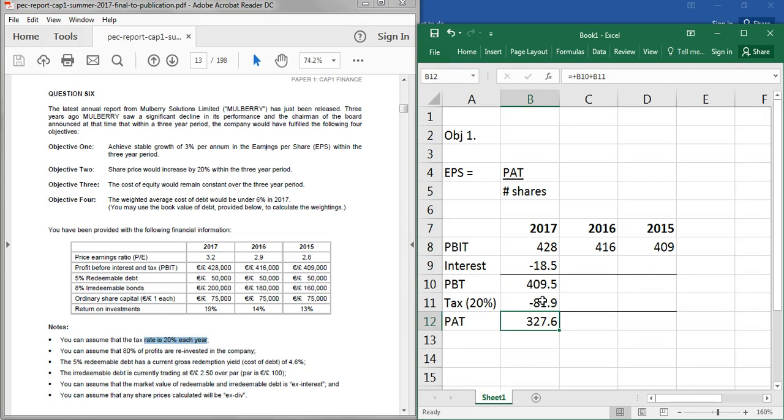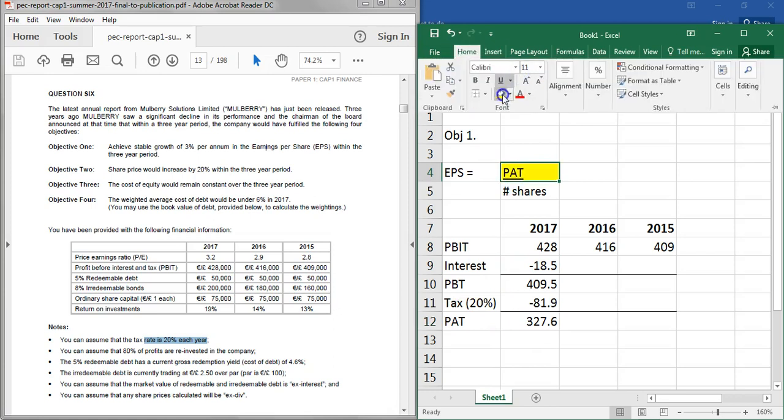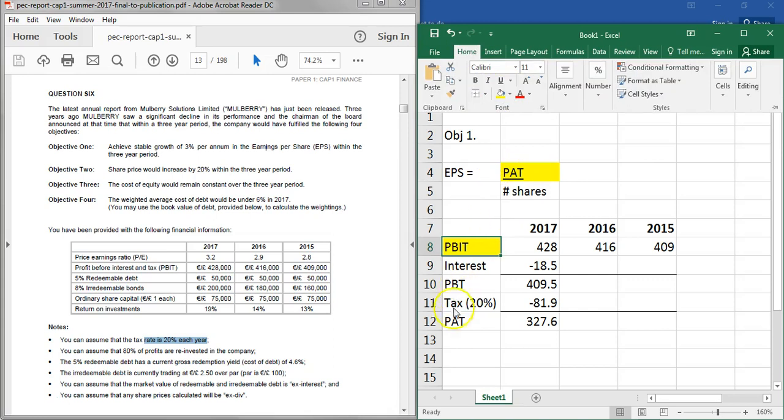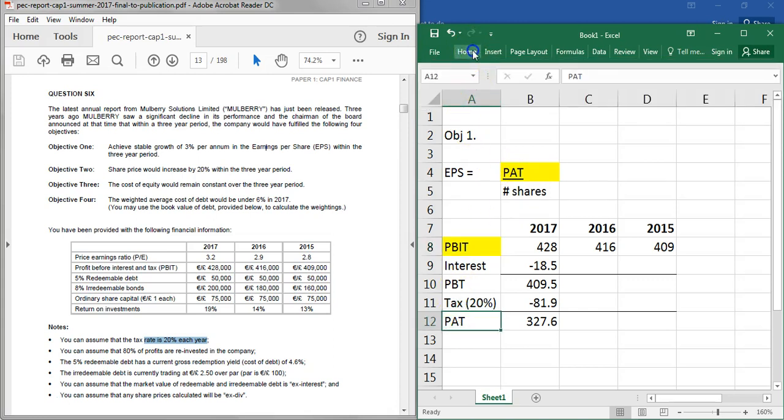327.6. So the trickiest thing was to figure out that you needed profit after tax. You were given PBIT, but you were given enough information to work to PAT, profit after tax. That's what the examiner is testing here: your ability to think through what you need and how you're going to get it. You're not going to be spoon-fed everything. Not every question is going to be like this, but at least one or two parts will be to test the student's application of the knowledge, not just learning off formula.